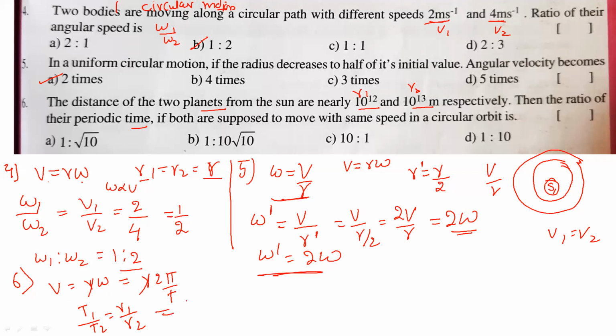So in place of R1, they gave us 10 to the power of 12 and R2 is 10 power of 13. So the powers cancel, and the remaining is 1 by 10. So this is the answer, option D. Right, children?